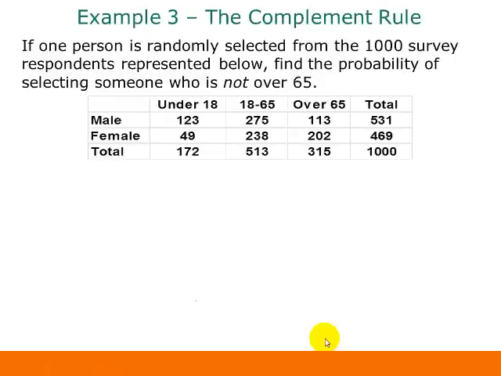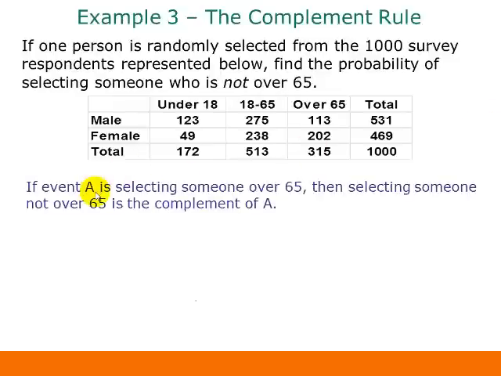Here's one more example. If one person is randomly selected from our 1,000 survey respondents, find the probability of selecting someone who is not over 65. So again, the word not usually signals a complement. So if we let event A be selecting someone over 65, then selecting someone not over 65 would be the complement of A.